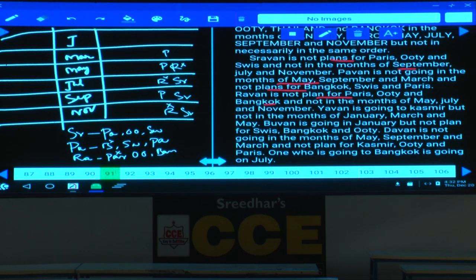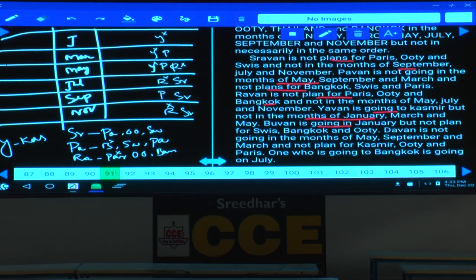Next one, Yavan is going to Kashmir but not in the months of January, March and May. Yavan, Jan, March and May are completely ruled out. Yavan cannot be in the months of Jan, March and May, but he is going to Kashmir.